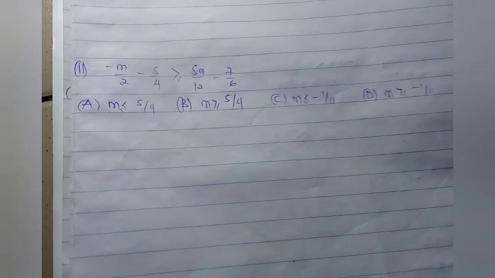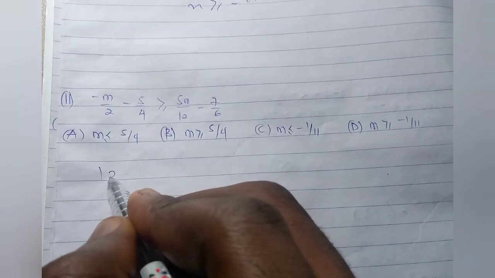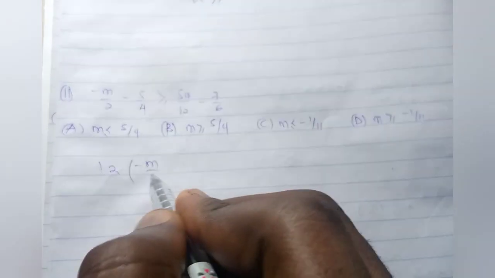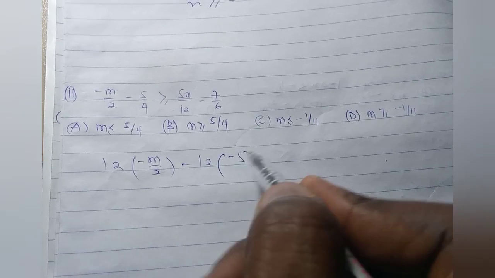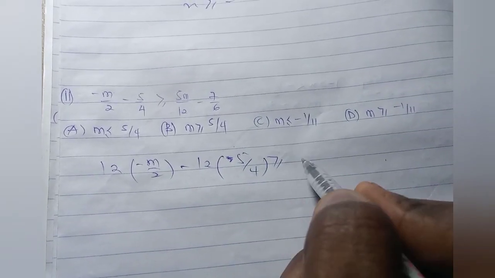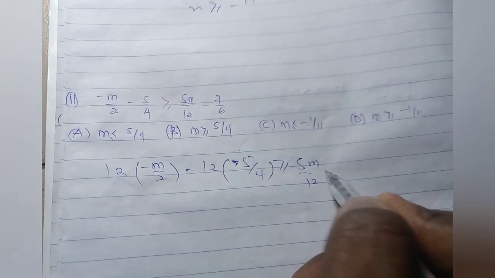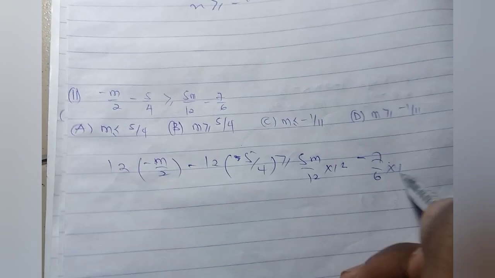Here our LCM is what? 12, the least common multiple, right? Now let's multiply each of these whole expressions by 12. 12 times -m over 2 minus 12 times -5 over 4 equals 5m over 12 times 12 minus 7 over 6 times 12.